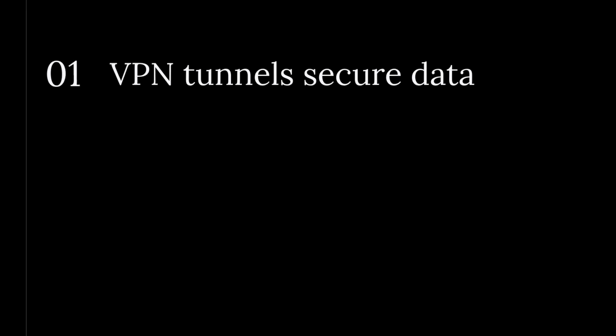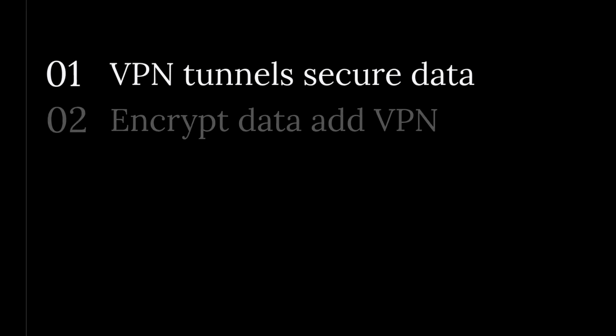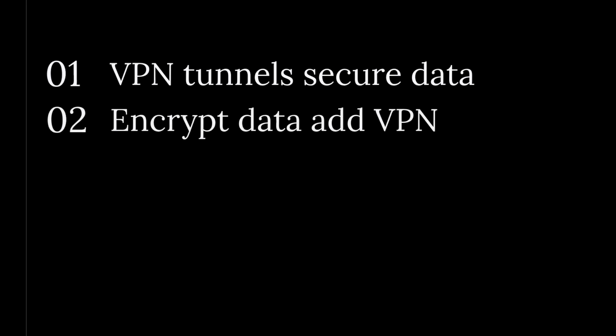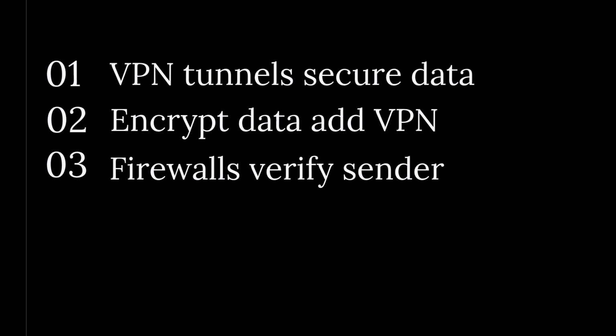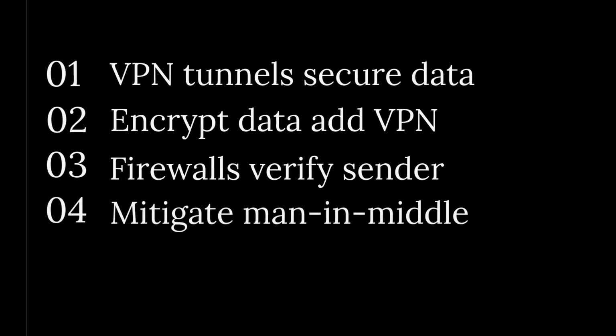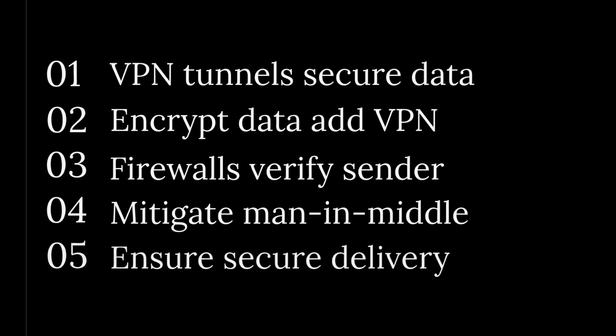VPN tunnels secure data across networks. They encrypt data and add VPN headers. Firewalls verify sender authenticity. Man-in-the-middle attacks are mitigated. This ensures secure data delivery to the destination.